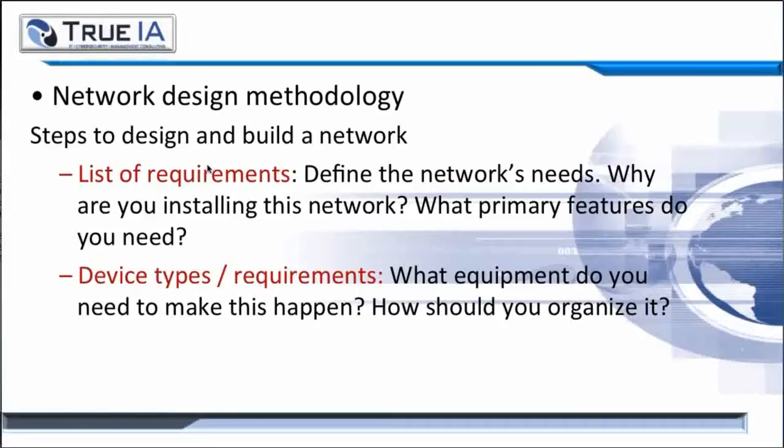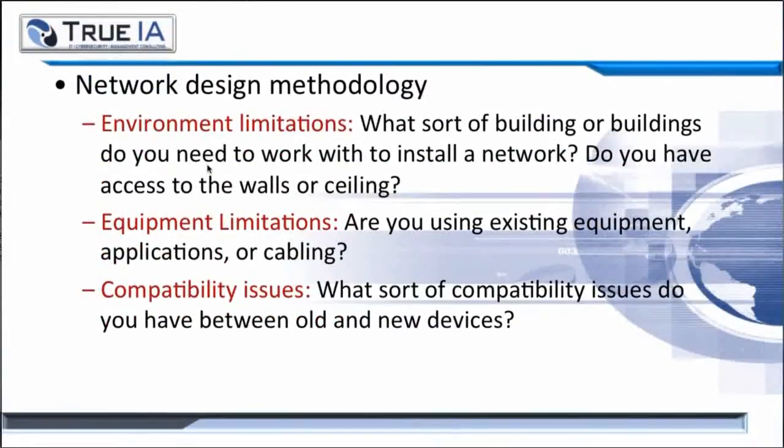Starting with the list of requirements, this is a list of the network needs. Why are you installing this network? What are the primary features that are going to be required? What are the device types and requirements for this network? How should it be logically organized? Are there any environmental limitations that we need to consider? HVAC and humidity controls come to mind.